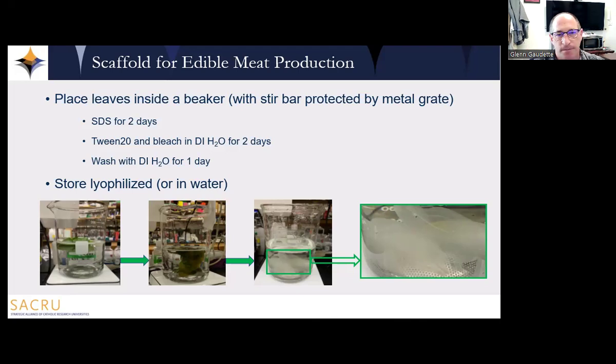So what my lab's done in the past is essentially taking spinach leaves and soaking them in soapy water. After a few days, they become clear and translucent, like you see here, and on the blow up on the right. If you look closely, hopefully you can see some of the veins still in the leaf. And then we could actually lyophilize them, essentially freeze dry them, or store them in water until we're ready to use them.